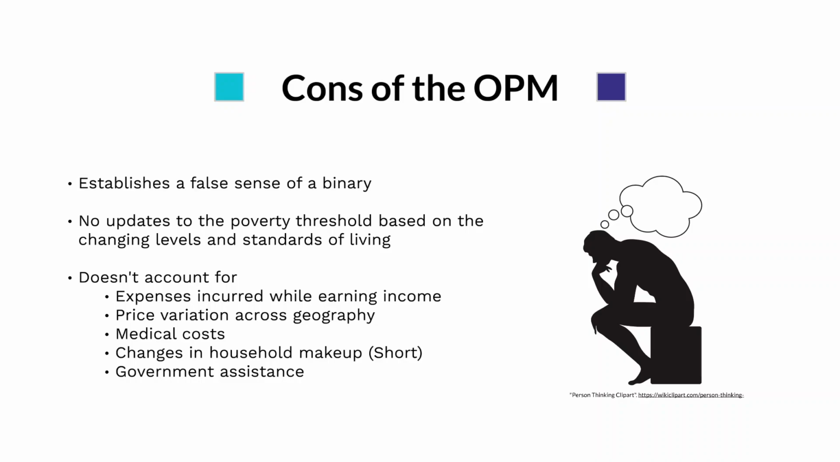In addition to that, there has been no update to the poverty threshold based on the changing levels and standards of living. This doesn't account for the expenses while earning income, which may be your commute, the price variation across geography, which includes, like, New York to a rural area in Wisconsin, medical costs for chronic diseases, changes in household makeup, and government assistance.